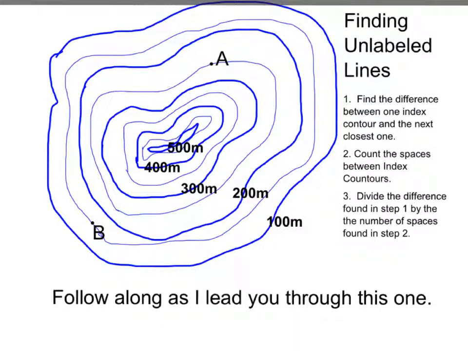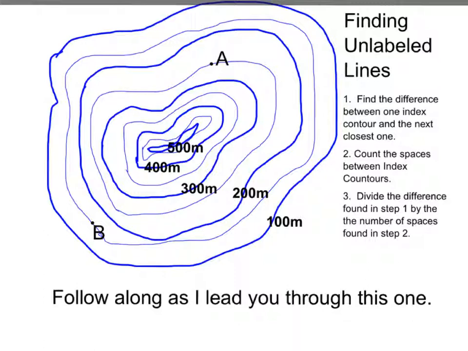One of the skills related to topography maps is finding the unlabeled contour lines. The way that this is done is to find, first of all, the difference between one index contour and the next closest one. If you recall, index contour lines are those lines which are labeled and bolded. So for example, we find the difference between the 200 and the 100. 200 minus 100 is 100. Then you count the spaces between the index contours. So there are 2 spaces.